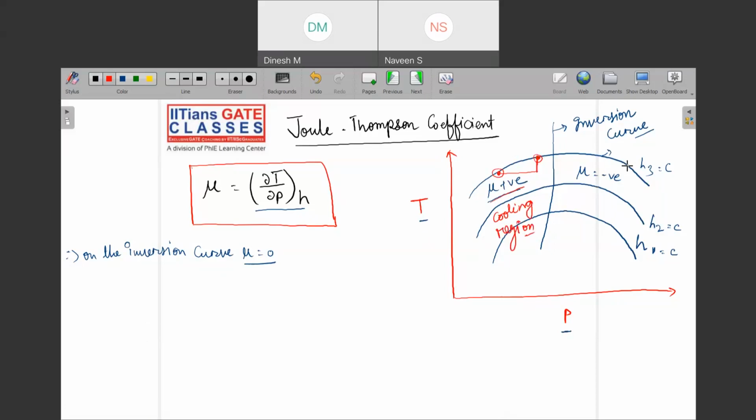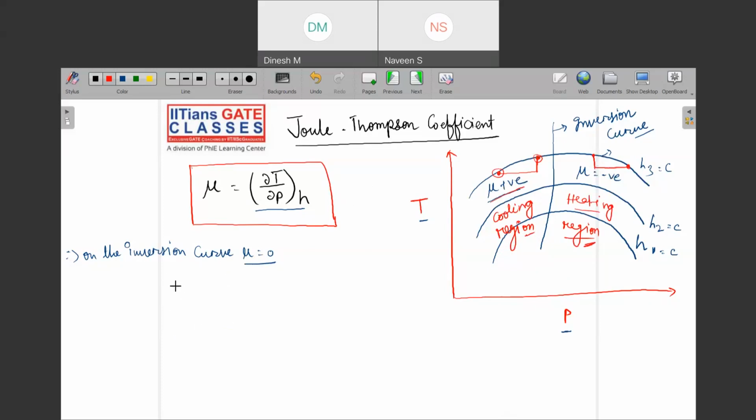Similarly, if you decrease the pressure here, like if you were here and then you have traveled to somewhere here, like this is your next pressure value, can you see that the pressure has decreased and temperature has increased? So this becomes what? Heating region. Can you see? So if your Joule-Thomson coefficient is negative, then you can simply say that you have reached the heating region. And if your Joule-Thomson coefficient is positive, then you are in the cooling region. Okay.